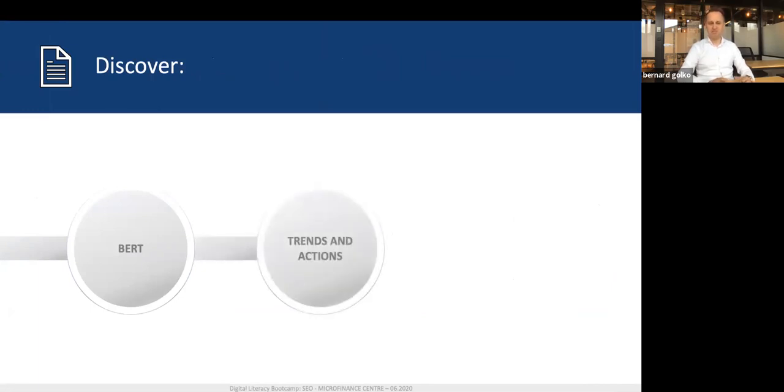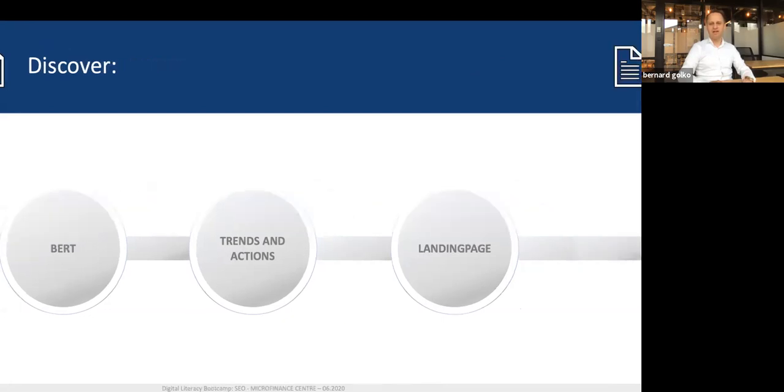I will also try to describe the trends in the search engine optimization world and how to address them. We will also talk about the meaning of SEO for the landing page. Lots of people think that for landing pages, it is not worth investing in search engine optimization. I think it's quite the opposite, and I will tell you why.